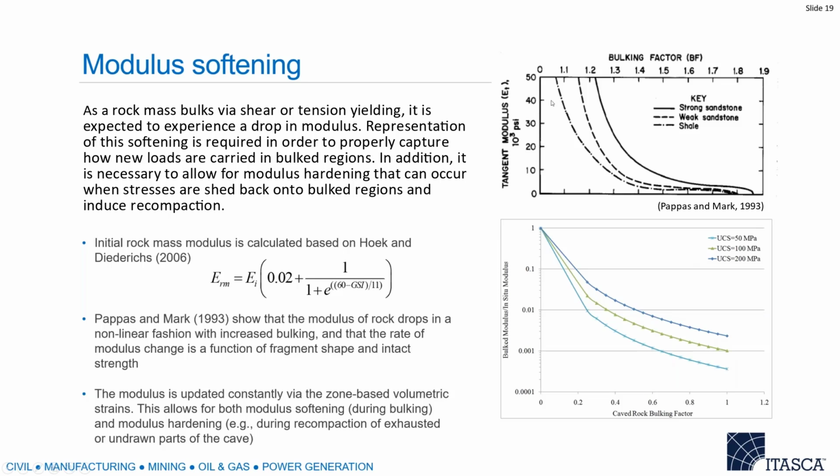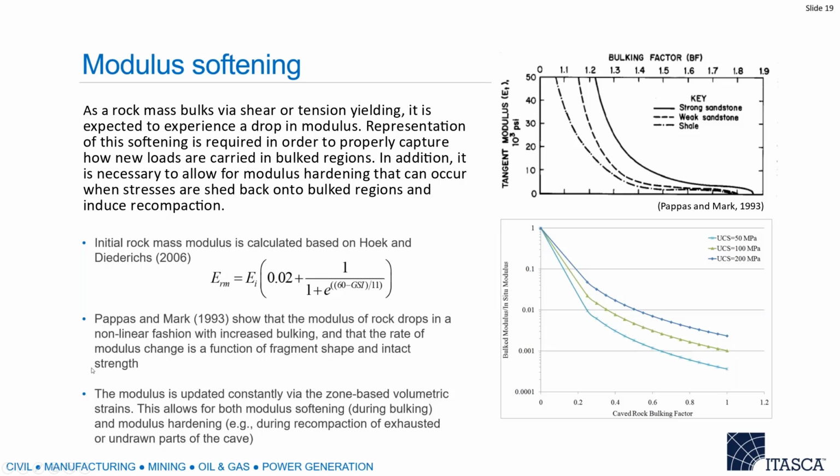So this is basically what we are doing here in IMASS, using the Pappas and Mark relationship, showing that the rock modulus drops in a non-linear fashion as you accumulate bulking in the rock mass. You start from the initial rock mass modulus calculated from Hoek and Diederichs' relationship. As a function of bulking, we reduce it to a percentage like 1 or 2%, so eventually at 40% porosity it can go down to around 200 or 300 MPa. And the decay in the modulus after 15 or 20% porosity is also a function of the intact UCS of the material, and that's what we are showing here as a sensitivity.